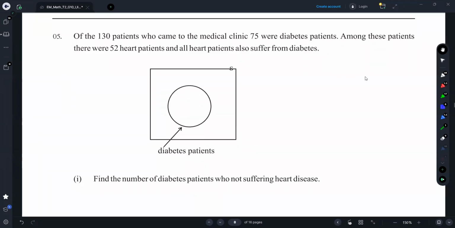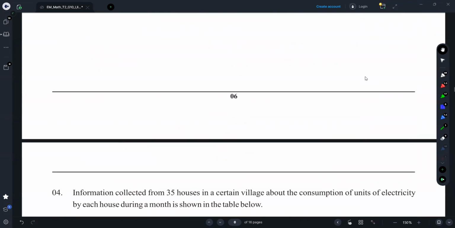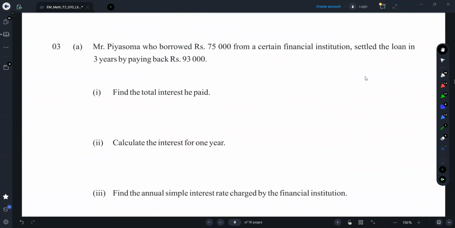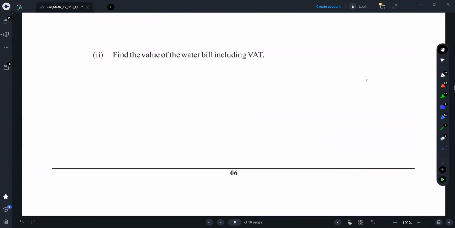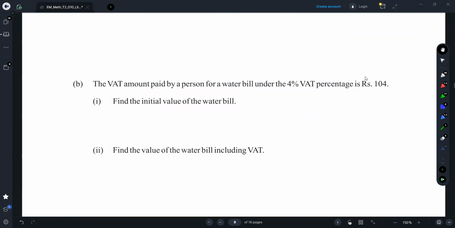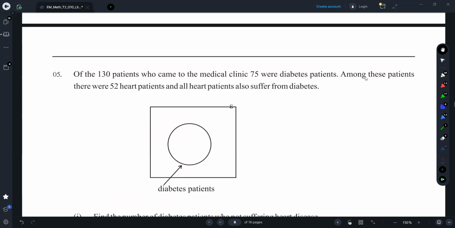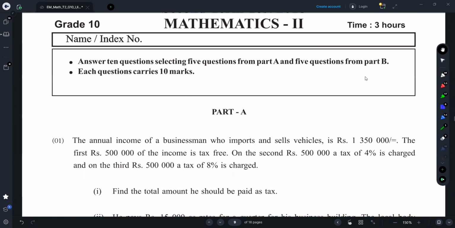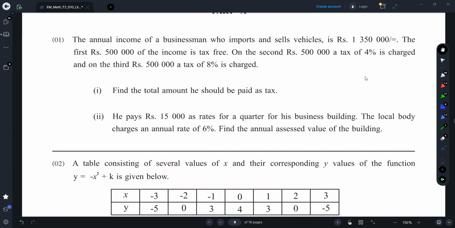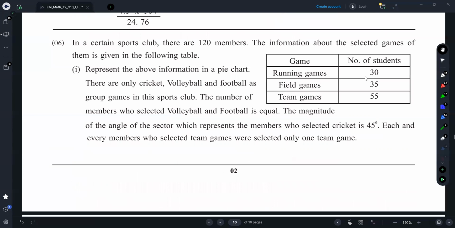Okay, good evening, guys. I have sent the recording of these questions. I have discussed the answers of the following questions up to the fourth one, so better to watch it. Today we'll discuss the fifth one and start paper 2, part A. We'll finish these things today.